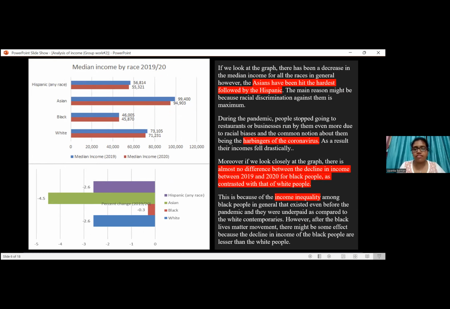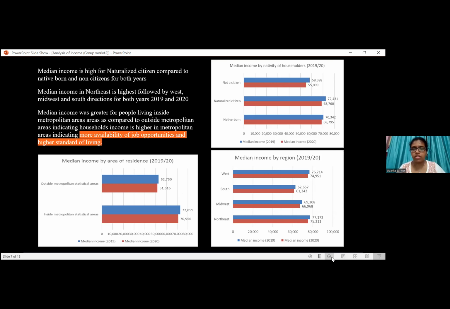Moreover, if we look at the graph, there is almost no difference between the decline in income between 2019 and 2020 for Black people, as contrasted with that of white people. This is because of income inequality among Black people in general that existed even before the pandemic, and they were underpaid as compared to their white contemporaries. However, after the Black Lives Matter movement, there might be some effect because the decline in income of some people is lesser than that of white people. I would request Vaishnavi to take it up from here.